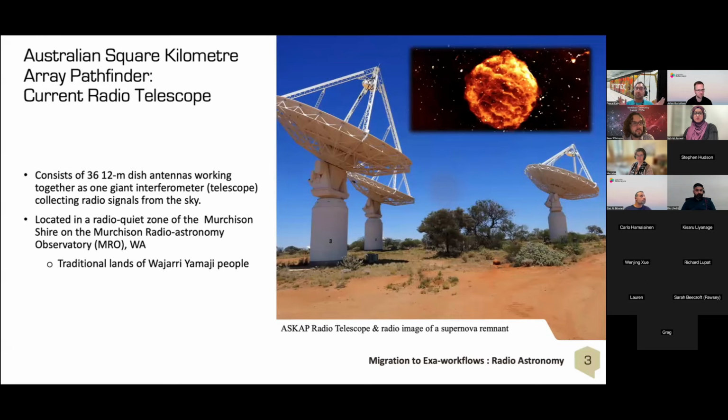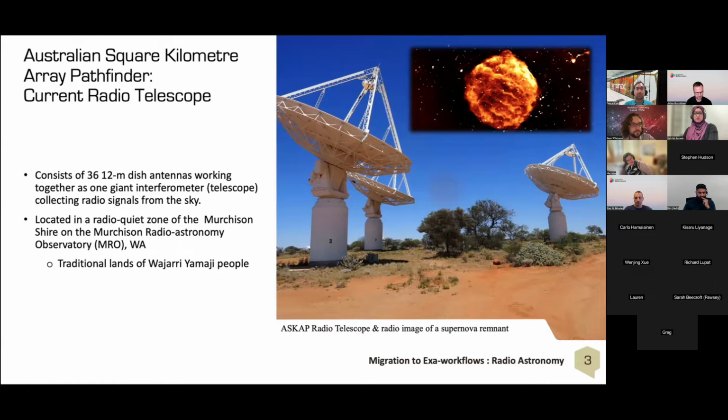So radio astronomy is obviously quite a different field. We have instruments that observe the sky in radio waves. This is an example of a radio telescope that sits in a radio quiet zone in the Murchison Shire. It takes radio waves from the sky, then processes them and gets an image like this supernova remnant that you see in the inset, along with a bunch of other objects in the sky.